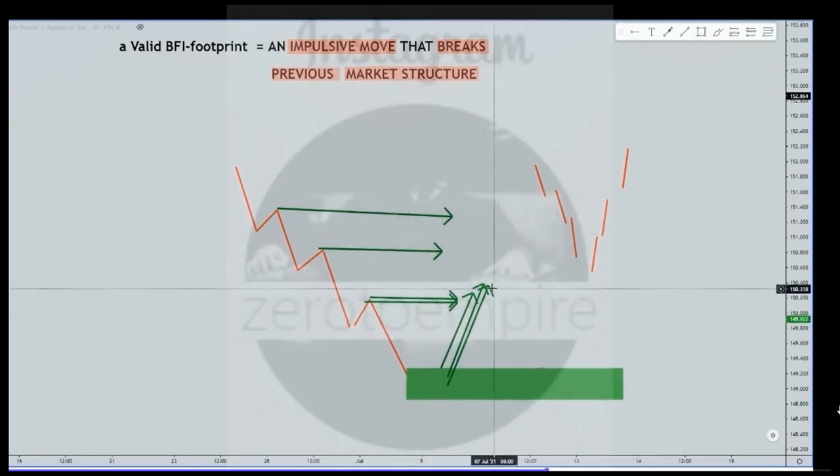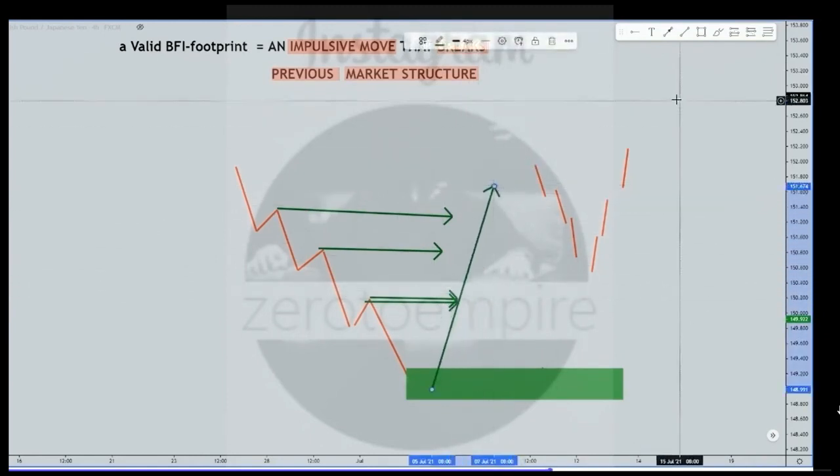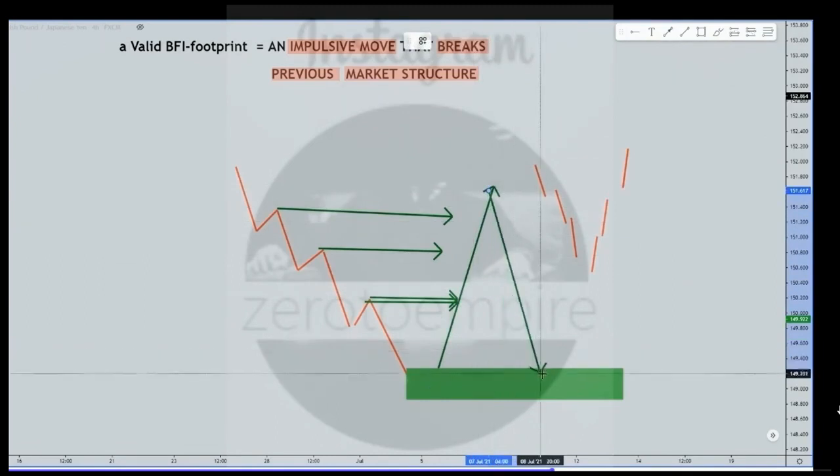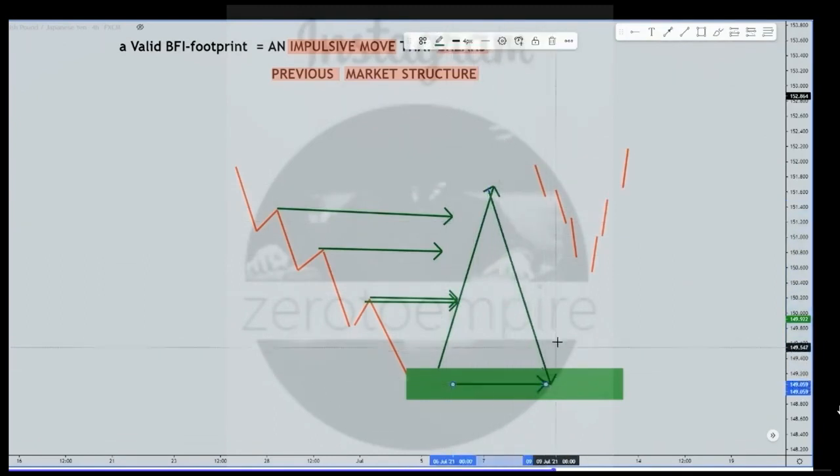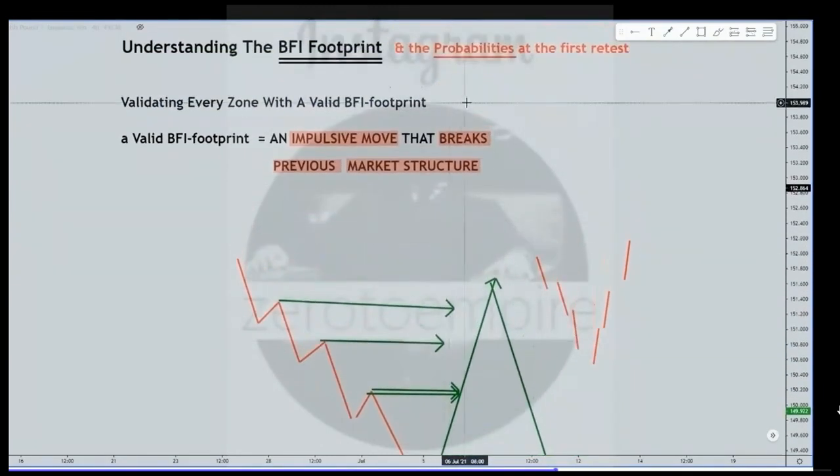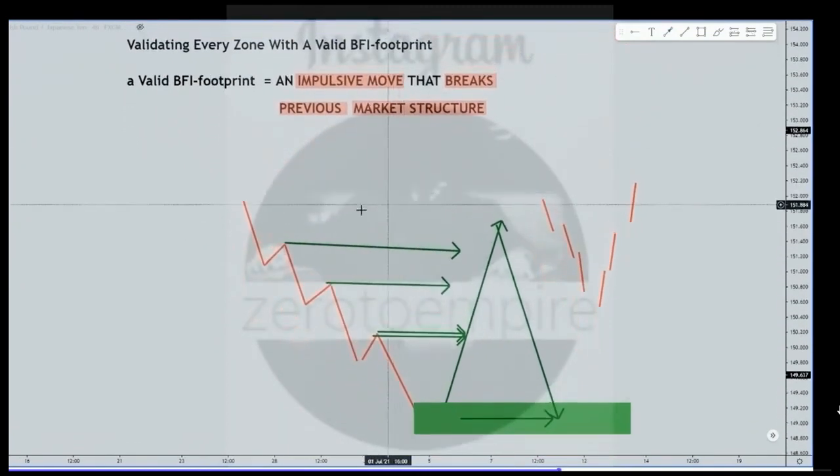What do we want to see? It breaks multiple and then it comes back. That is the higher probability. So it's all probabilities at the first retest. What is the footprint you're dealing with? It's so important and it's a key part of your approach. And it's a logical approach.